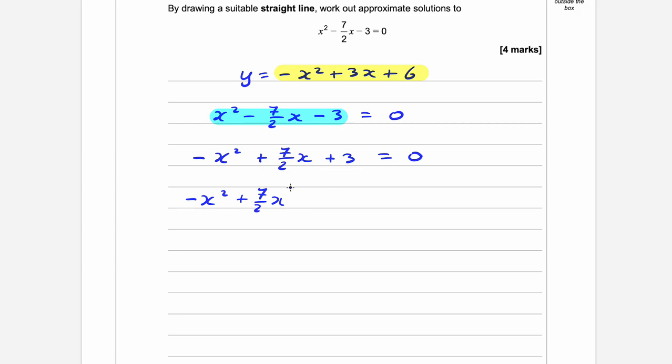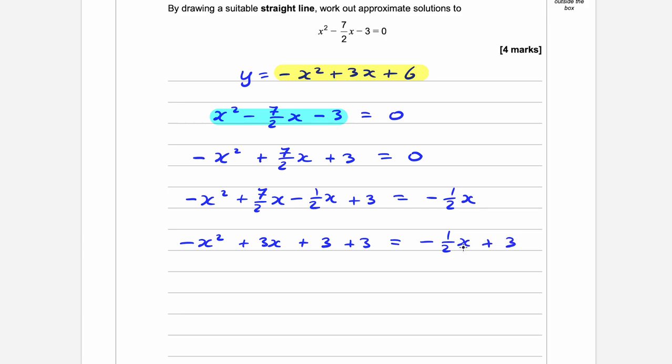I'm going to subtract 1 over 2x, because that will give me 6 over 2x, which is 3x plus 3 equals. But if I subtract 1 over 2x from the left, I subtract 1 over 2x from the right. Okay, now this is minus x squared plus 3x. Nice, this is the same. But I have a plus 3 here, and I want a plus 6, so I just add another 3. So minus a half x plus 3.